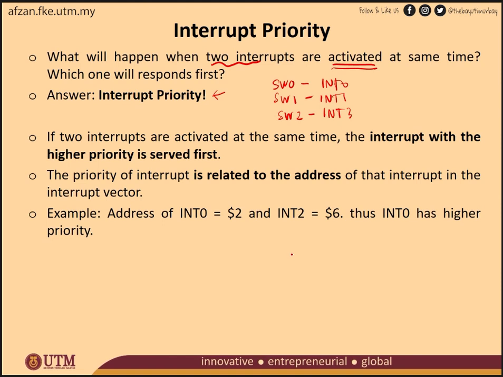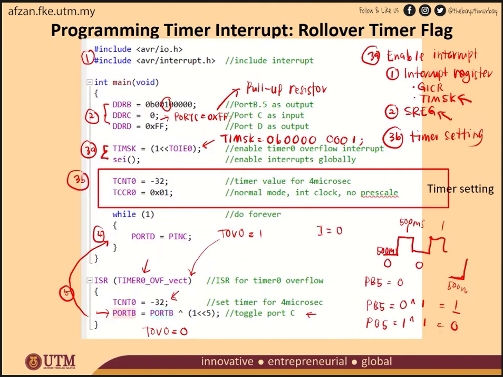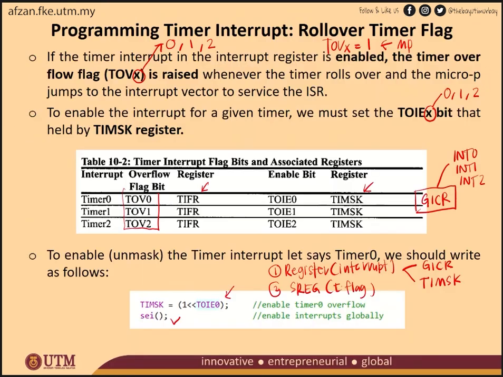How do we do that? If two or more interrupts are activated at the same time, the interrupt with the higher priority is served first. So we are going to look at which one has the highest priority and which one has the lowest priority. You can see the priority of the interrupt at the address of the interrupt in the interrupt vector table. So we go back to our interrupt vector table.